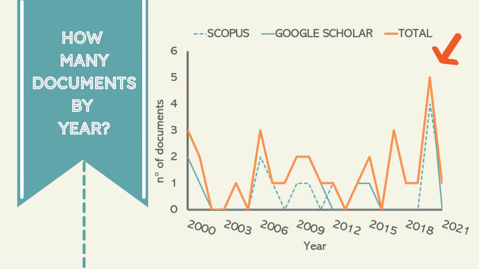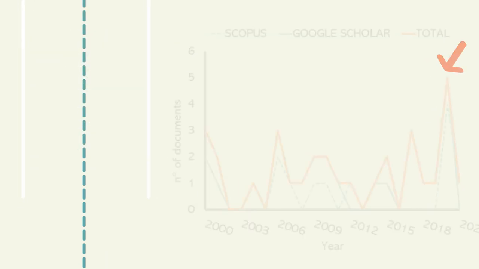This figure shows the number of publications by year after the refine, diversified by three different lines: orange for the total number of documents, blue solid line for Google Scholar, and blue dashed line for Scopus. The graph highlights the interest of the scientific community on this specific topic, with an increased number of publications in 2020.